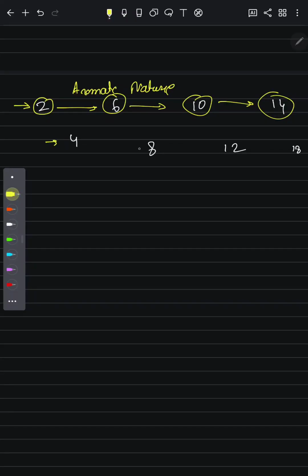And 4 pi electrons, 8 pi electrons, 12 pi electrons, and 18 pi electrons are called anti-aromatic. These follow the 4n pi electron rule. They are not following Huckel rule, because plus 2 is not present here, so they follow the 4n pi electron rule.